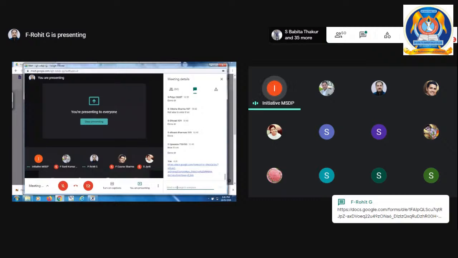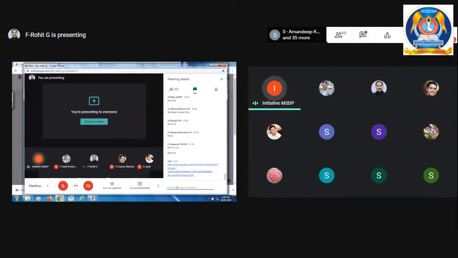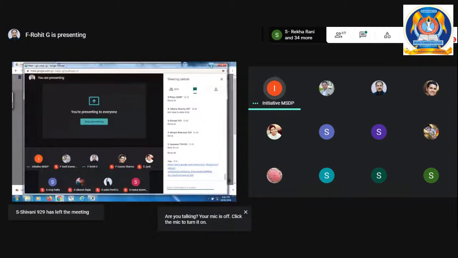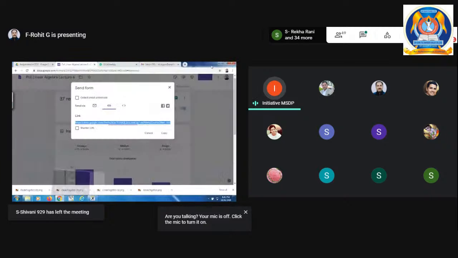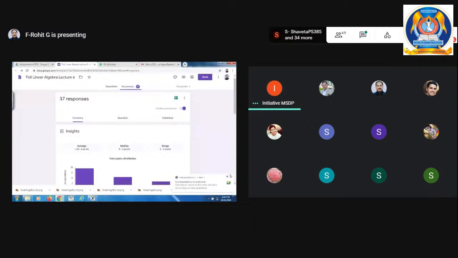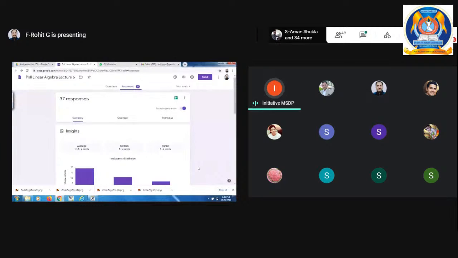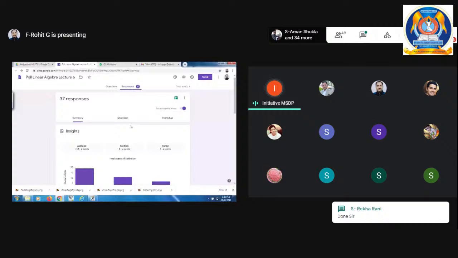Please let us know the students who are left from attempting the poll. One was Diksha, one was Upasna. I think Upasna has already done it. Diksha was unable to attempt it. Diksha, please see. So far we have got 37 responses, sir. Okay. So a student should also attempt it. Whosoever are left, please do it.